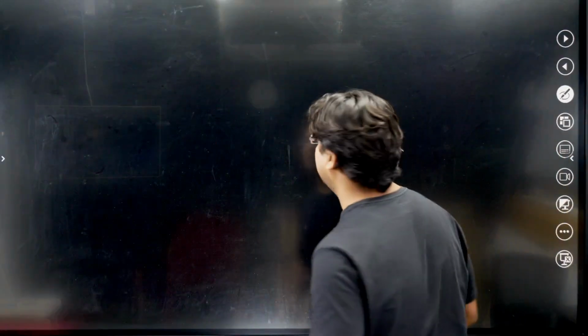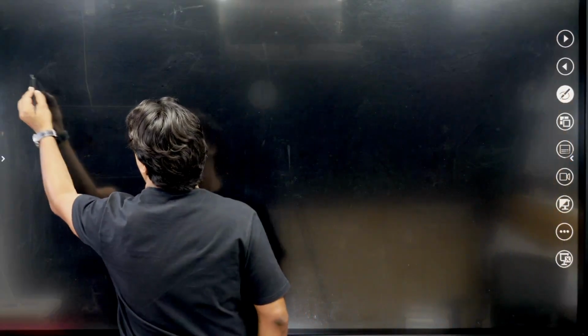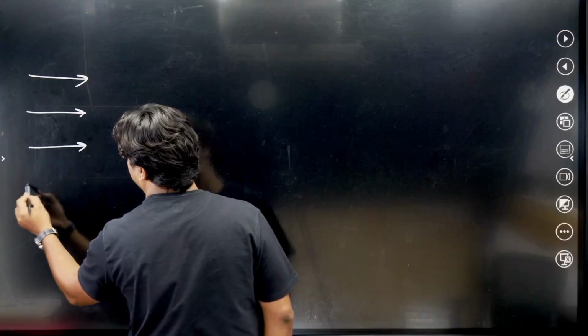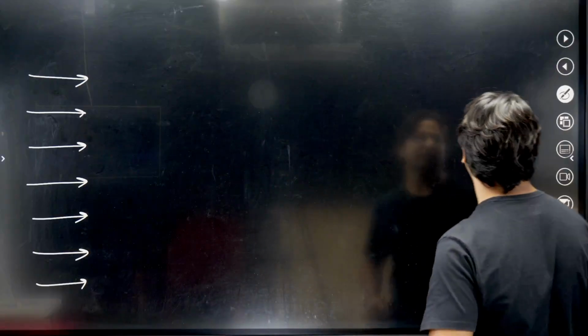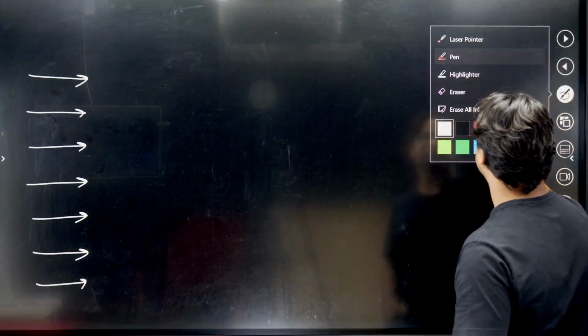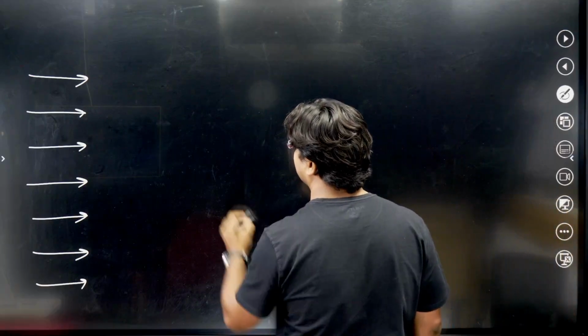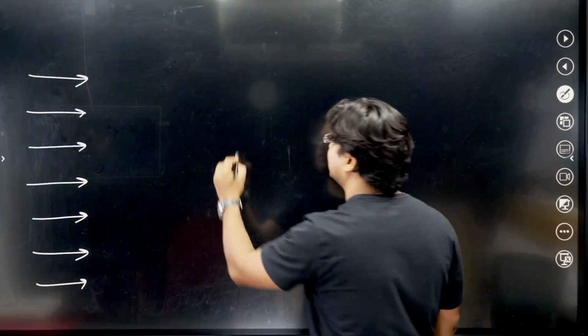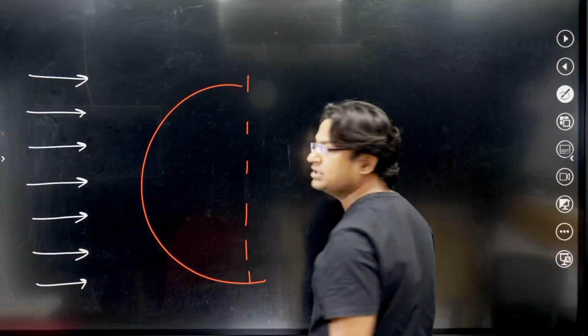So let me do it on a fresh slide. This is the light energy which is coming. I'm drawing only the left half because that is what is relevant. That will save me space for writing. This is the left half.